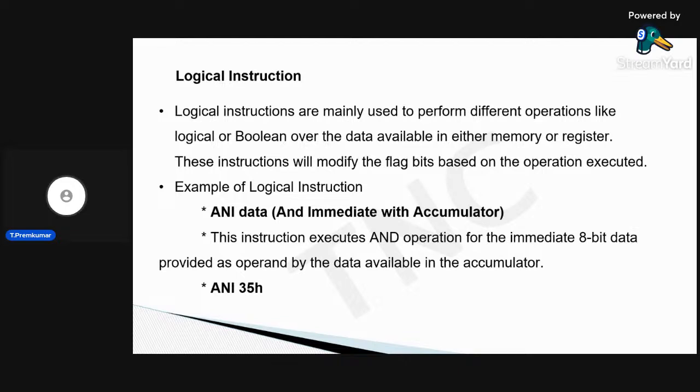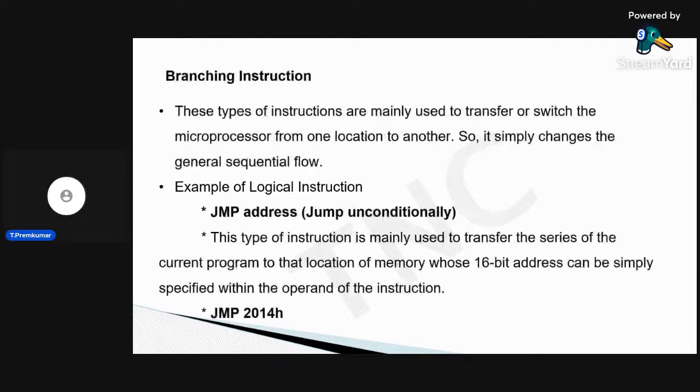The example is ANI 35H. So the 35 is going to be ANDed with the accumulator content, and the result is also updated only in the accumulator. In the case of branching instructions, these types of instructions are mainly used to transfer or switch the microprocessor from one location to another location. So it simply changes the general sequential flow.